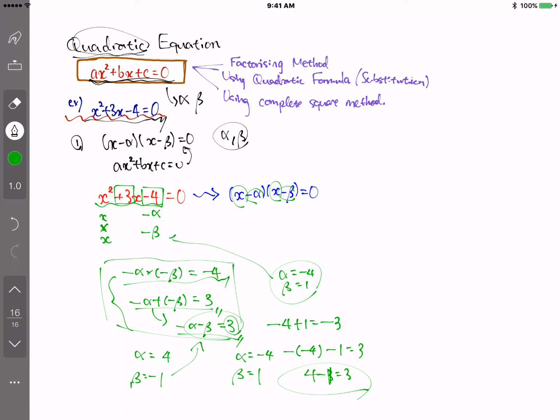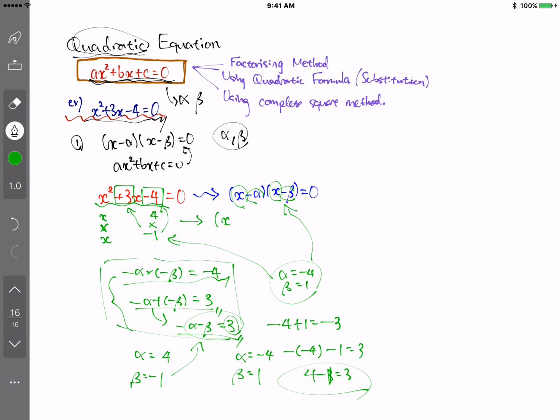So substitute it on here, then it'll eventually come to 4 and negative 1, right? 4 times negative 1 makes negative 4. 4 plus negative 1 should make 3, which is 4 minus 1 makes 3. So turn that into this. So we have found that alpha is negative 4 and beta is 1. So also substitute in here.